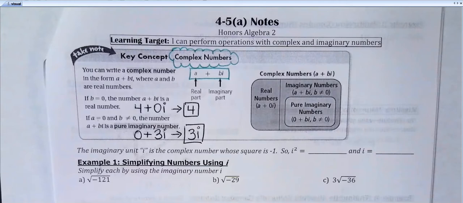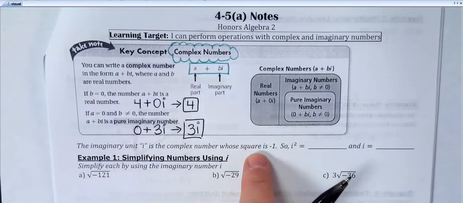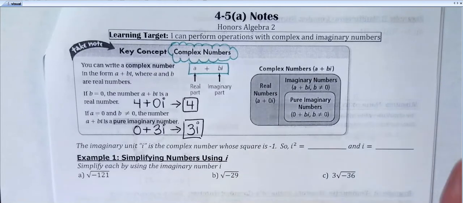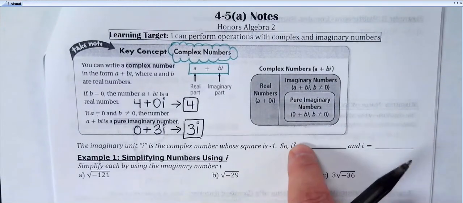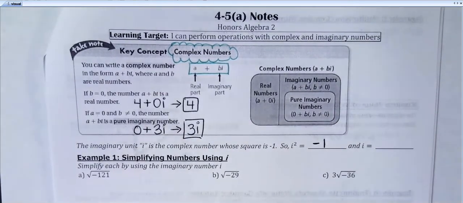Now, i was developed to take the square root of a negative, which you cannot do in your calculator, but we can do algebraically. Here's the definition. They call this the imaginary unit, letter i, not a variable, is a complex number whose square is -1. Here's what this means: i squared is defined as being equal to -1. So that's a real number. You'll see this in some of the questions today.